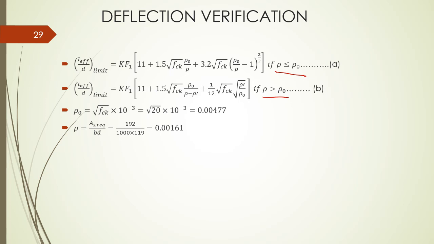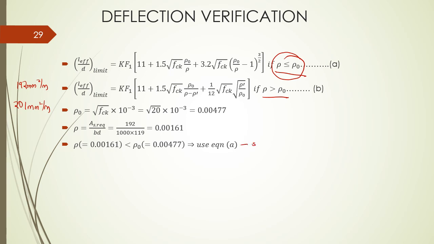Our reinforcement ratio is based on the area of steel that was required, which was 192 millimeters squared per meter, even though we went ahead and provided T8 at 250, which gave us 201 millimeters squared per meter. We'll still need the 201 later, but for now we just need 192, which gives us 0.00161. So rho, the reinforcement ratio, is less than the reference reinforcement ratio, so that implies we use equation A, which is what we expect, because we end up using equation A a lot of times in the design of slabs.